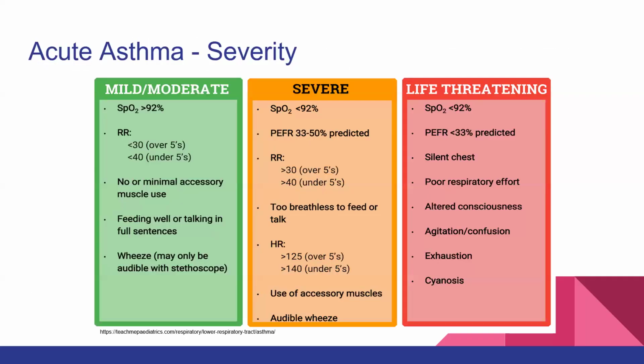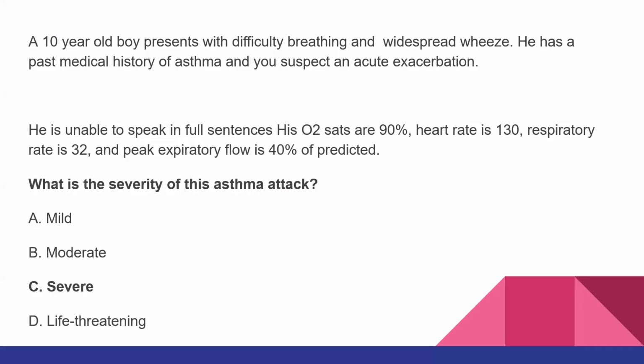So if we look at rating the severity, I think almost everything in this vignette counts under the severe category. He had low sats, his peak flow was 40%, his respiratory rate, I can't remember, but it was pretty high. He wasn't talking in full sentences, and his heart rate was pretty high as well.